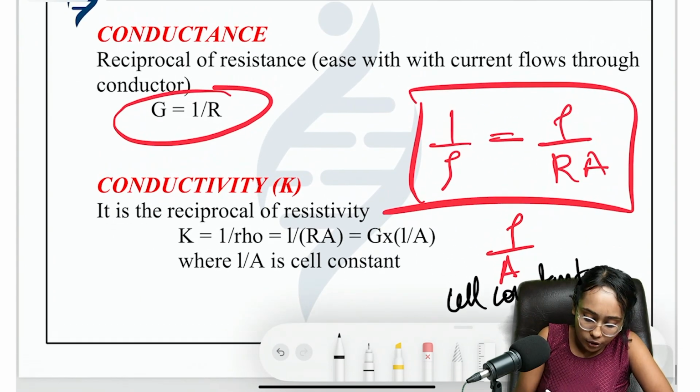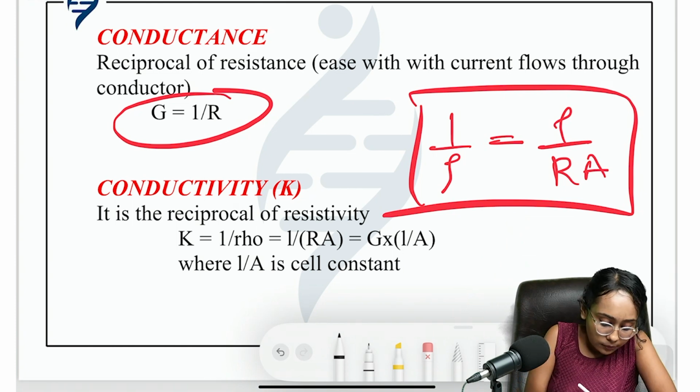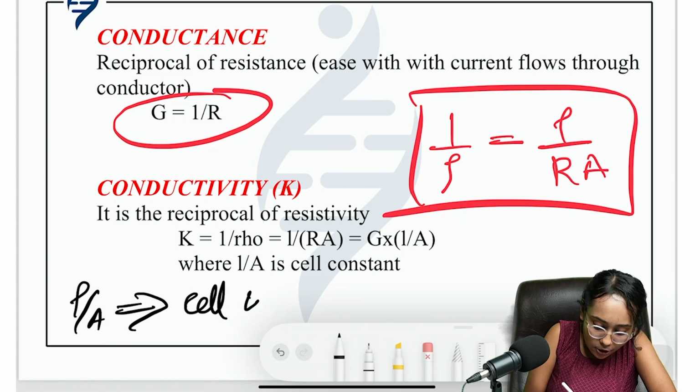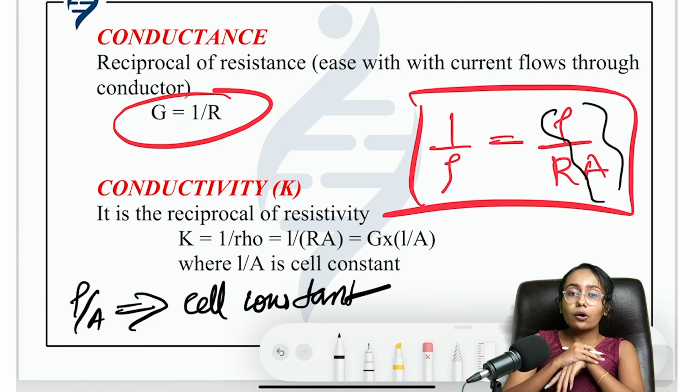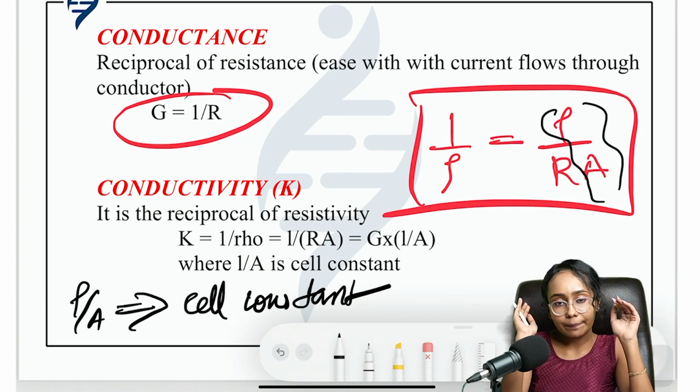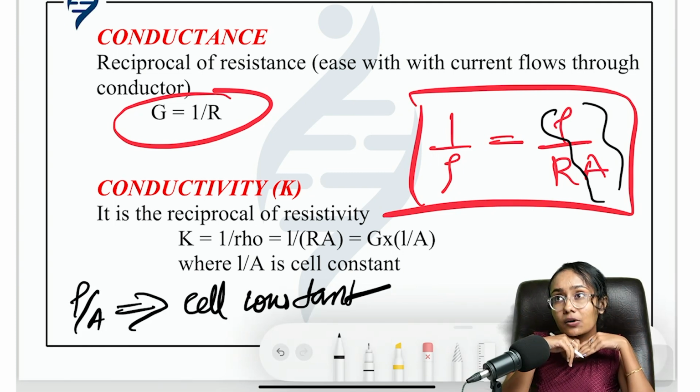Okay, I think you're not able to view this, so I'll just erase this here and write it here. L by A is called the cell constant. What is L by A? L by A. Okay, 1 by R into L by A is the conductivity.